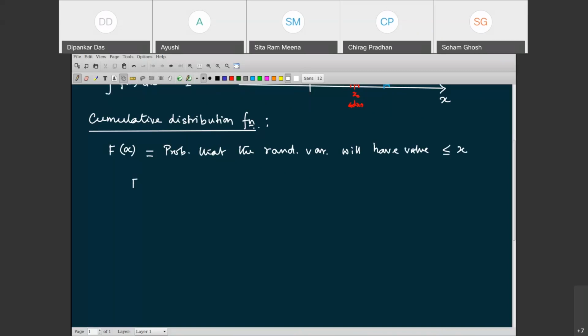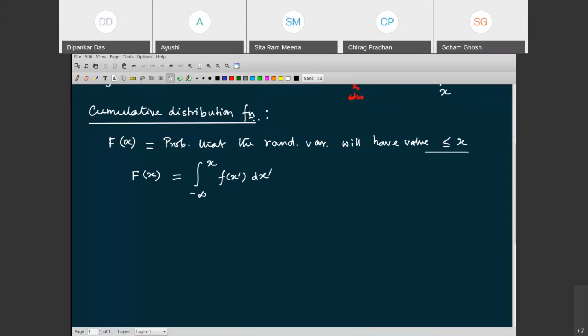So in terms of the probability distribution, if x ranges from minus infinity to plus infinity, then F(x) is basically the integral from minus infinity to x of f(x') dx'. That is the total probability that the random variable will take values less than or equal to x.